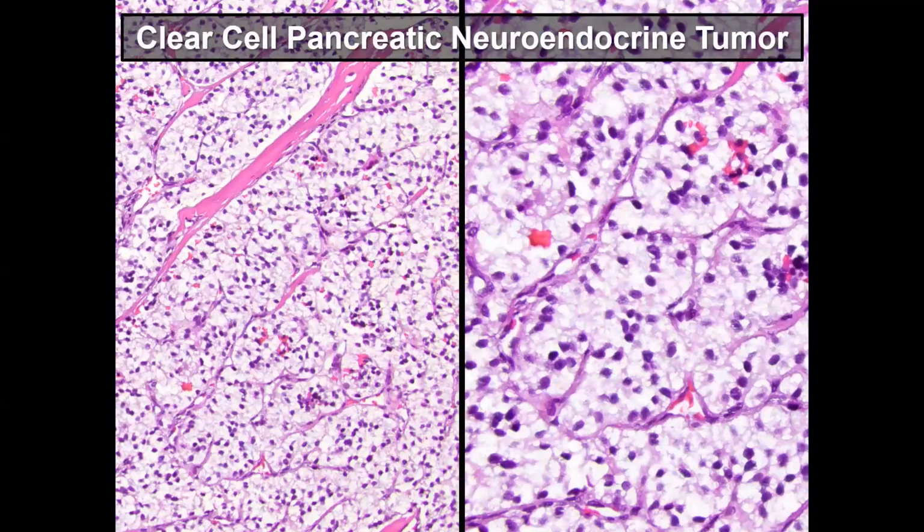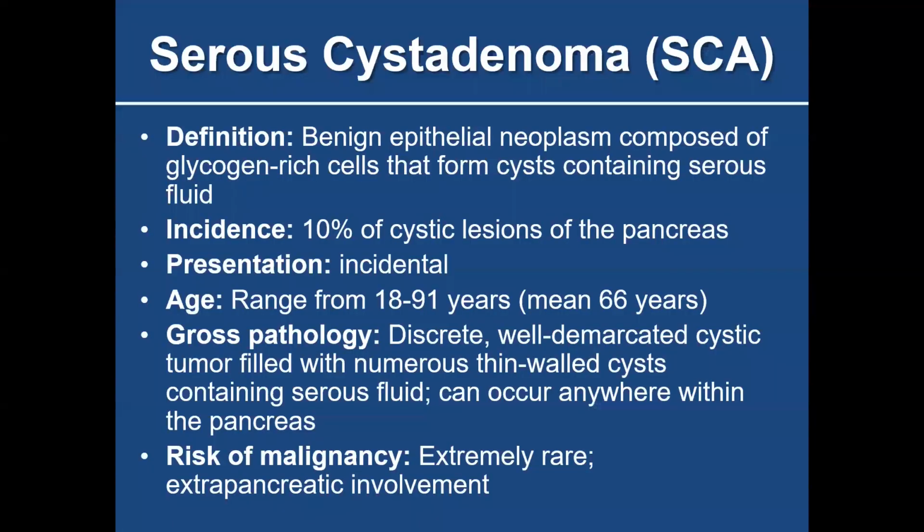Finally, I'd like to round up this session with a few slides on the differential diagnosis for a clear cell variant of pancreatic neuroendocrine tumors. Since they have a stark contrast to conventional pancreatic neuroendocrine tumors, the cytoplasmic clearing in these neoplasms is due to glycogen accumulation, and therefore a serous adenoma may come to mind. Just a bit of review.